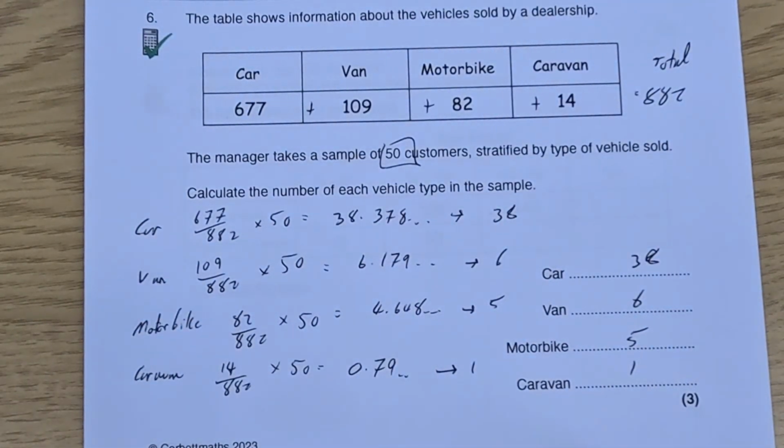So that's it. We've got a stratified sample of 50 by each of the vehicle types. So 38 cars, 6 vans, 5 motorbikes, and 1 caravan. Okay, let's take our next question, question number 7.